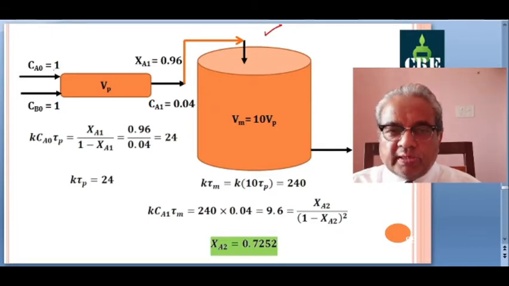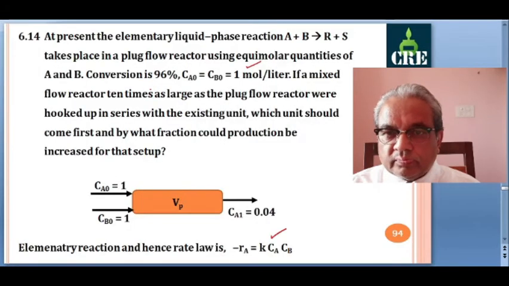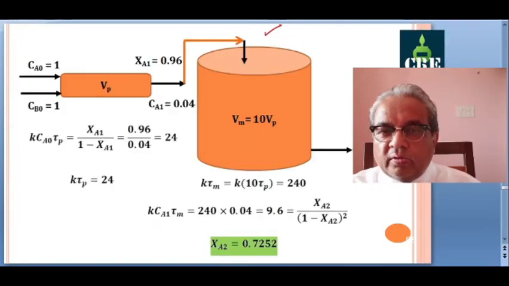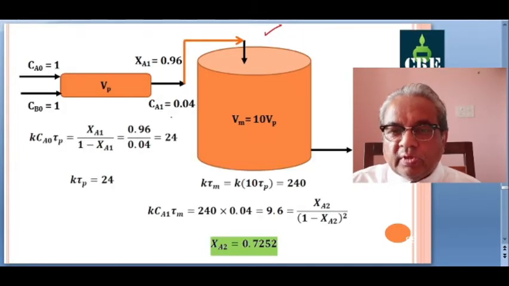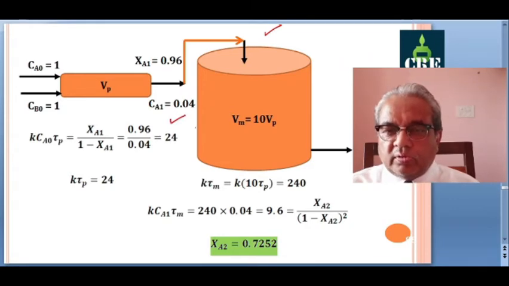So first we keep this mixed flow reactor, volume 10 times of the volume of the plug flow reactor, after this. So Ca0 is 1, Cb0 is 1, Xa1 is desired 0.96, conversion getting 0.96 in a plug flow reactor. Okay, so Ca1 is 0.04. Now this is plug flow reactor. Apply plug flow reactor model.